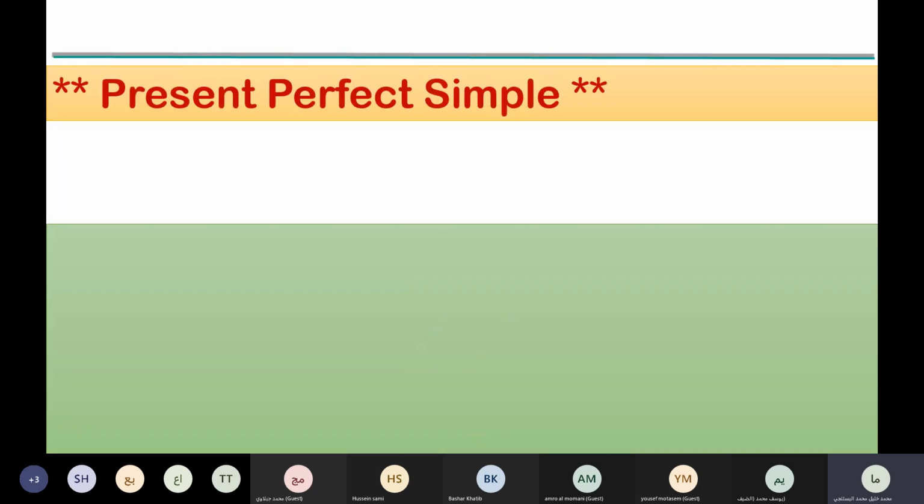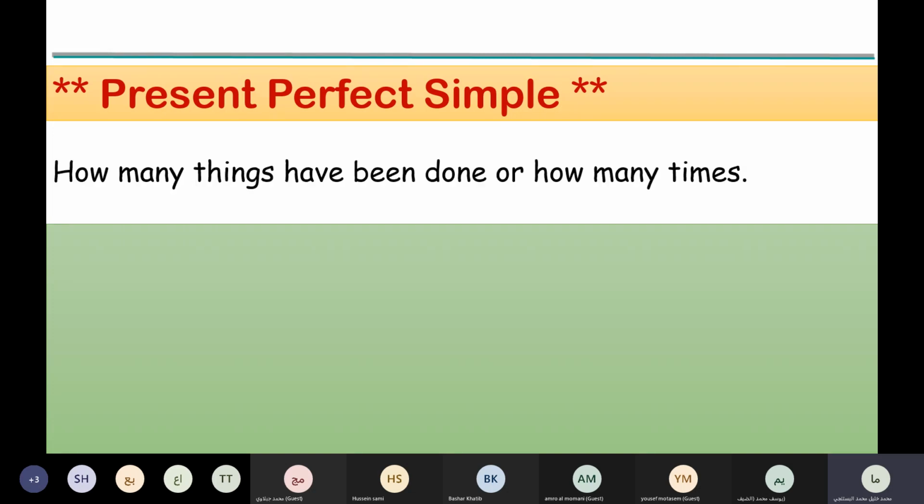Now, if you look at the present perfect, we use what? Have, has, plus verb 3. Who can read? Yes, Amir. How many times? Good. If you want to use the present perfect here, we are asking about the number of things done in the past, and we ask with how many things. How many books have you studied during your life up to now?